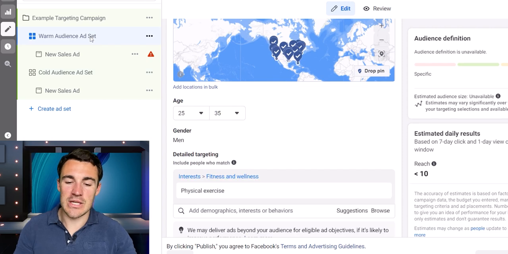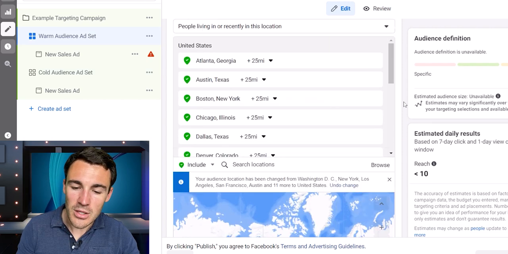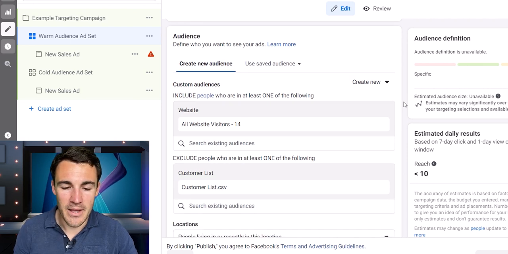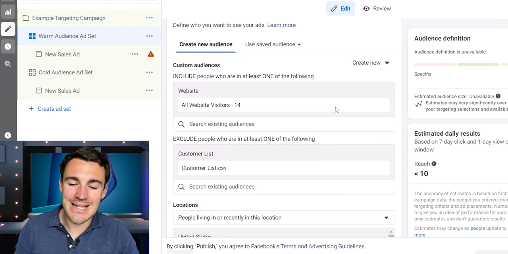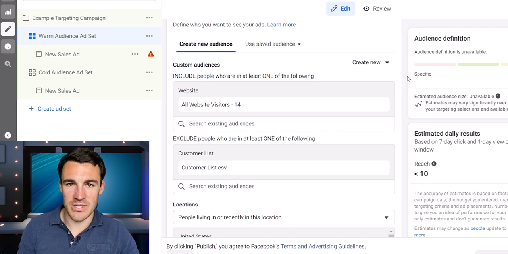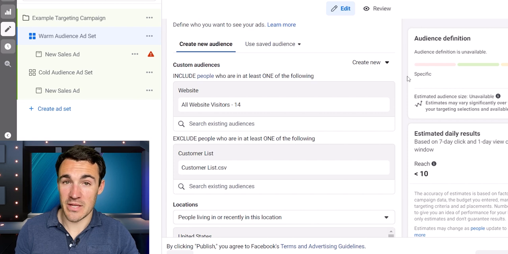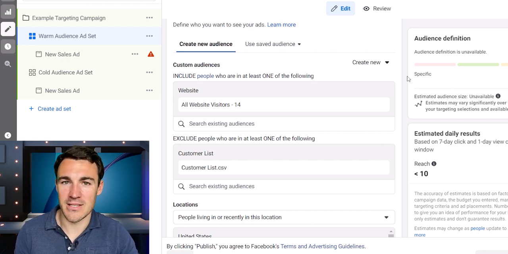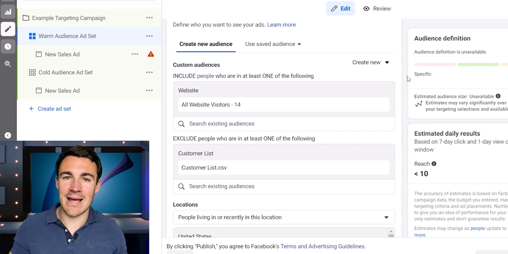Let's jump over to the warm audience ad set. So we've got a lot of stuff that was very, very similar. Let's start from the top, just like we did. Okay, first thing is they were targeting a custom audience that includes all website visitors within the last 14 days. I'm a big fan of using custom audiences of all website visitors in your retargeting, in your warm audience ad sets, but why 14 days? Definitely extend that time horizon.